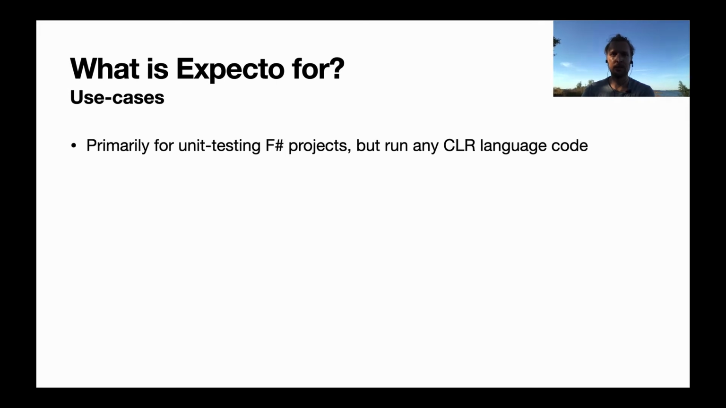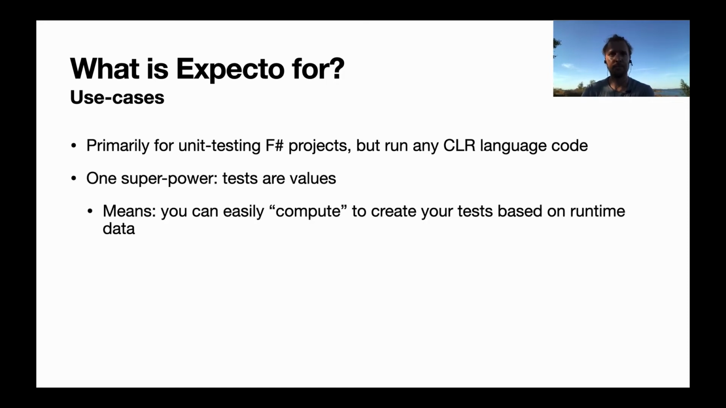So Expecto, the testing library, is primarily made for unit testing F# projects, but you can target any CLR language code. It's easier to start with F# though, because the API is predominantly F#. It has one superpower, test values. What that means is that you can compute your values at runtime and create tests from that. It's quite similar to the row-based testing that you have in, for example, XUnit.